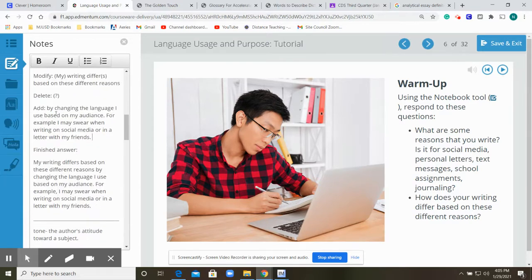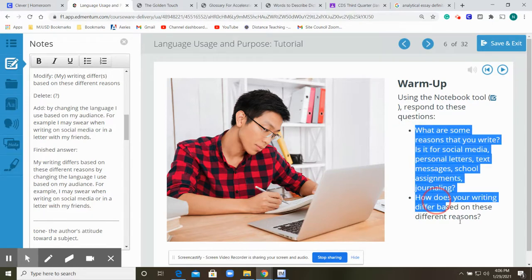Then, after making those edits, my finished answer becomes, my writing differs based on these different reasons by changing the language I use based on my audience. For example, I may swear when writing on social media or in a letter to my friends. So, I've answered both of these questions fully, and this is the process that I used.